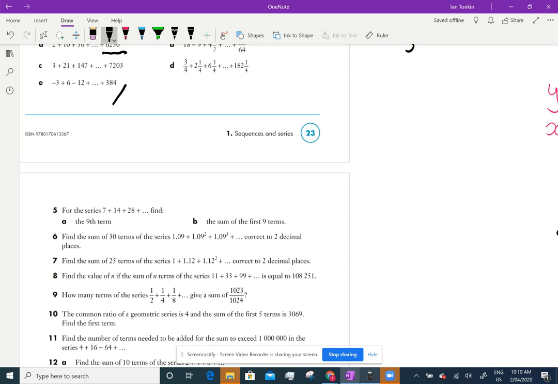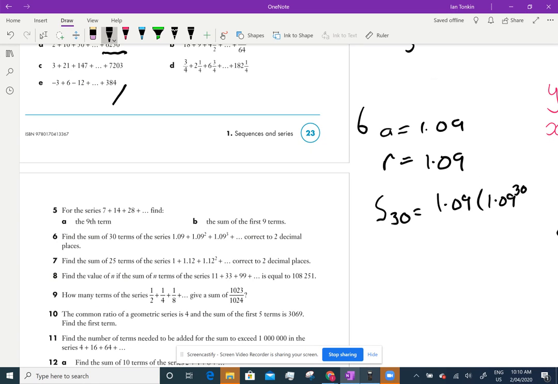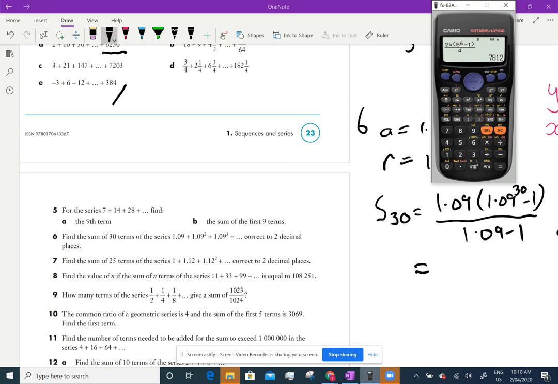So here's 6. And A equals 1.09. R also equals 1.09. And what are we going to find? 30 terms. S of 30 equals 1.09 times 1.09 to the power of 30 minus 1 all over 1.09 minus 1. Okay, bang, it's just calculator work.